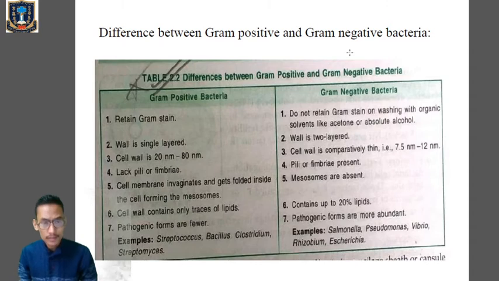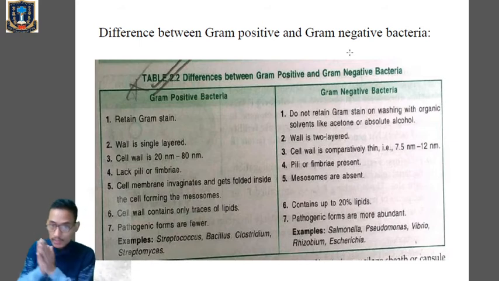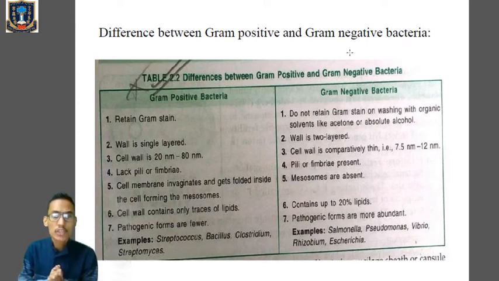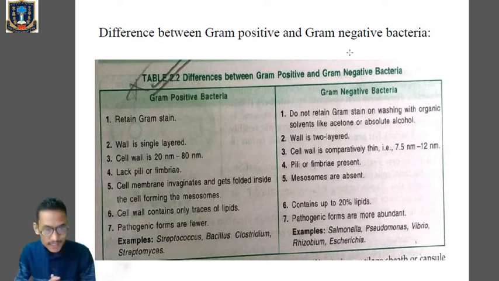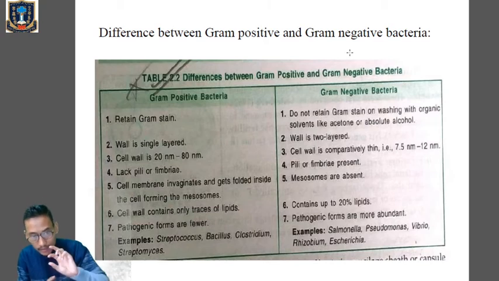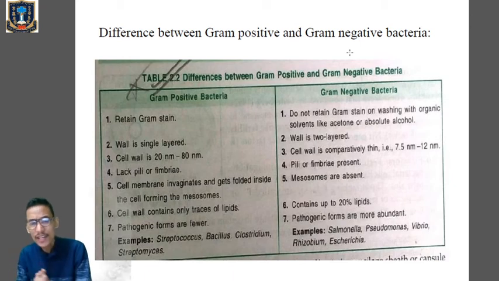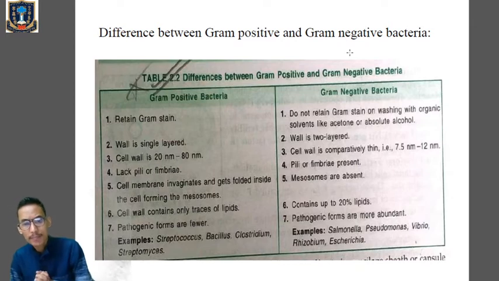So now we'll go to the differences. Gram-positive means they retain the gram stain. Now what is gram stain? The staining done by Hans Christian Gram, where he stained the bacteria using crystal violet stain stabilized with 0.5% iodine solution and washed with acetone or alcohol. It's called gram stain. Those bacteria which were able to retain the stain are called gram-positive bacteria, and their color is purple or deep violet. Those which are not able to retain the gram stain are known as gram-negative bacteria.